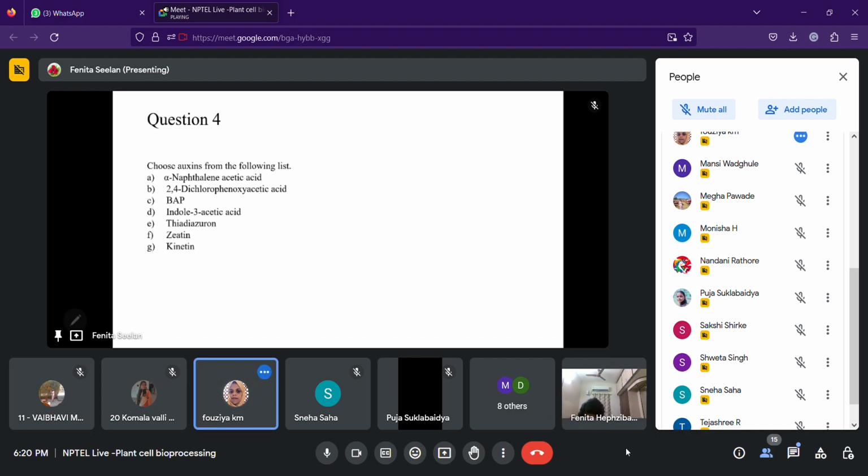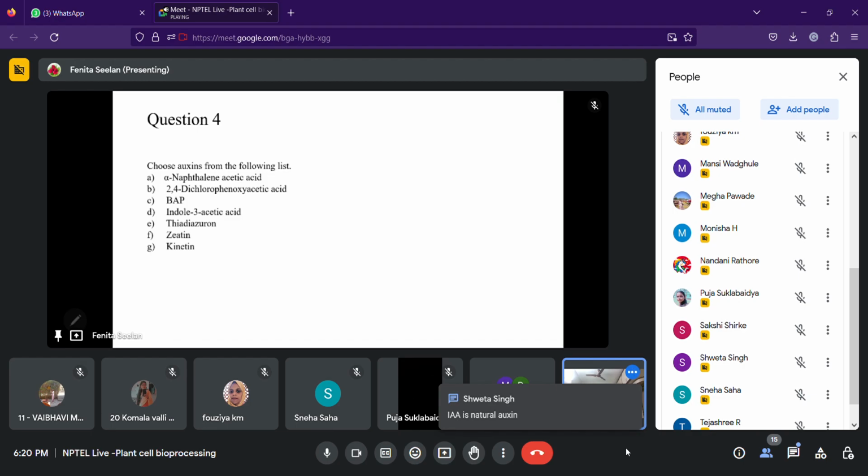Auxins. Yes, natural auxin, which is being produced by the plants naturally. IAA is the natural auxin. Correct, Fauzia, correct, Shweta. Thank you for answering. So indole-3-acetic acid is the majorly found auxin, and it is naturally produced by plants. And IBA, which is indole-3-butyric acid, is also commonly found, but not as major as indole-3-acetic acid, I will say. So the natural auxin among this list is indole-3-acetic acid.